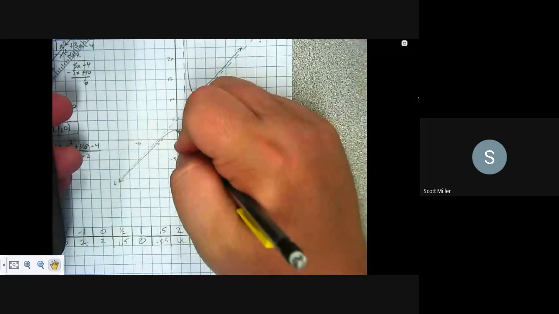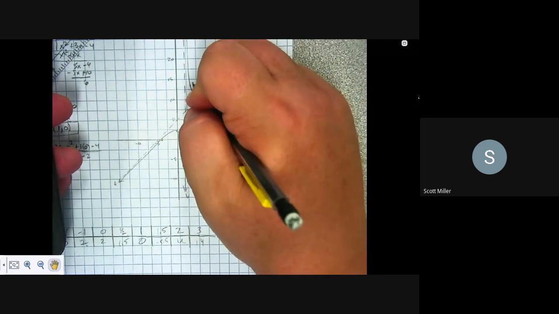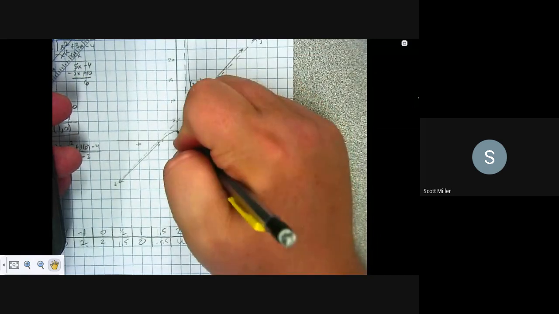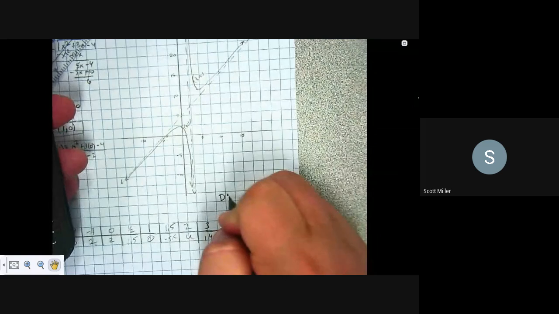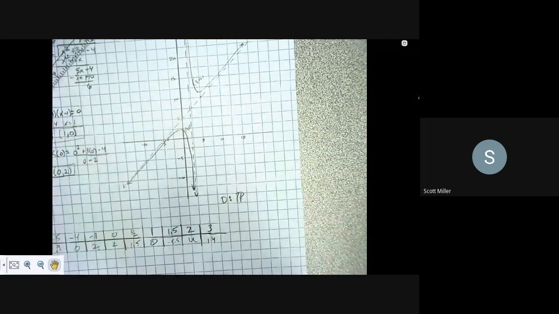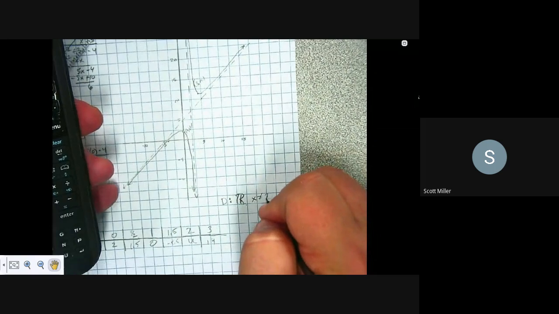You can label any one of these points. It doesn't matter. Here's 0, 2. Over here we had 3, 14. Okay. But these points right here are going to help us with our domain and range. Our domain is pretty straightforward. It's all the real numbers. So it's all the real numbers, x does not equal 2.